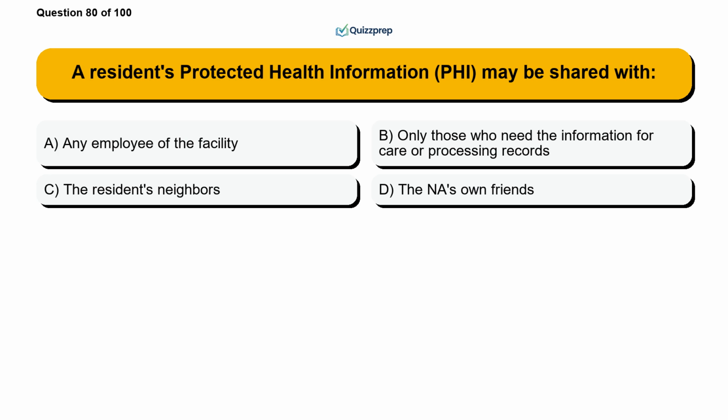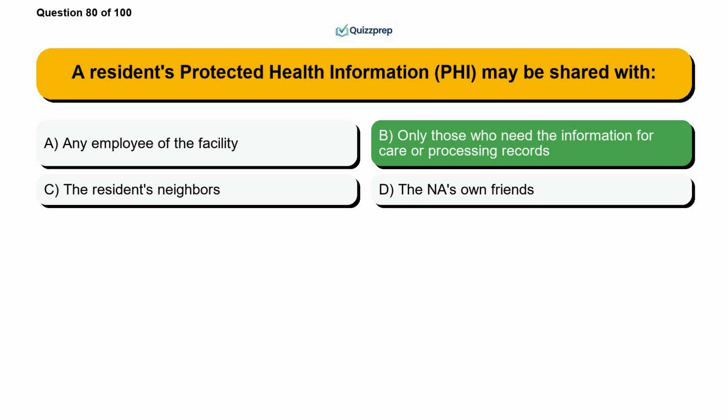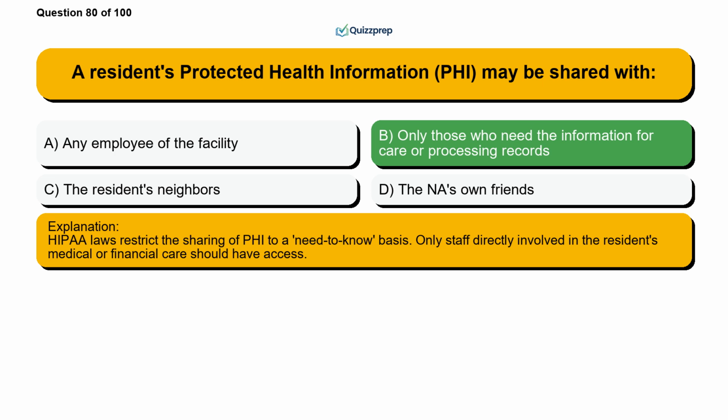Question 80. A resident's protected health information, PHI, may be shared with: Option A. Any employee of the facility. Option B. Only those who need the information for care or processing records. Option C. The resident's neighbors. Option D. The NA's friends. The correct answer is option B. Only those who need the information for care or processing records. HIPAA laws restrict the sharing of PHI to a need-to-know basis. Only staff directly involved in the resident's medical or financial care should have access.